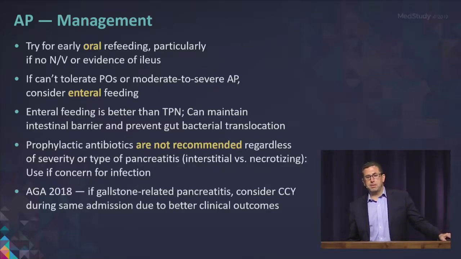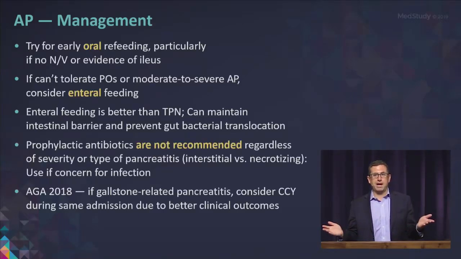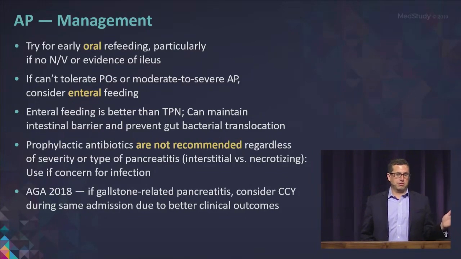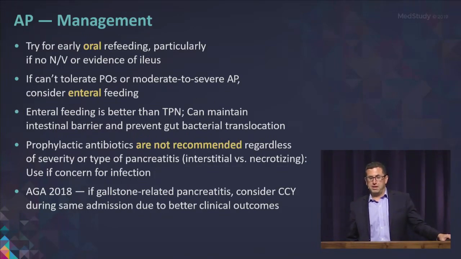Other key points about acute pancreatitis: there's always been this concern like, oh, if I feed the person orally, I'm going to stimulate their pancreas and it's going to make the pancreatitis worse, right? We've all heard that. That's not really what's going on nowadays in the literature. You want to try for oral refeeding, particularly if there's no nausea, vomiting, or evidence for ileus. And if the patient can't tolerate oral feeds, generally you want to give enteral feeds before you give them TPN. Enteral feeding is better than TPN because it maintains the intestinal barrier and it prevents gut bacterial translocation. So that's really a key point.